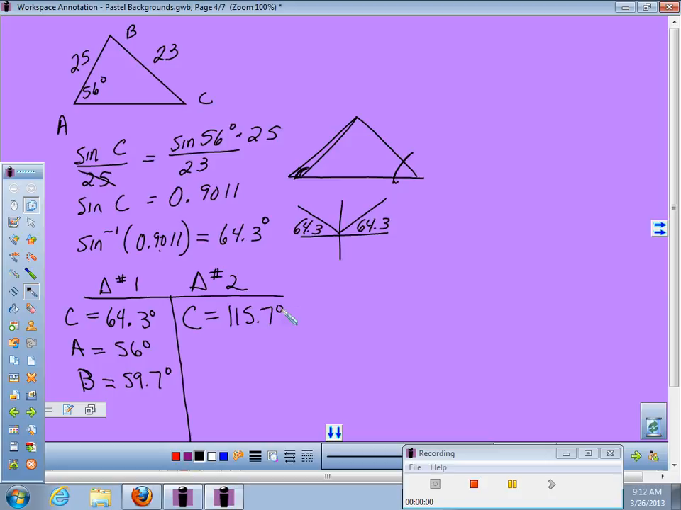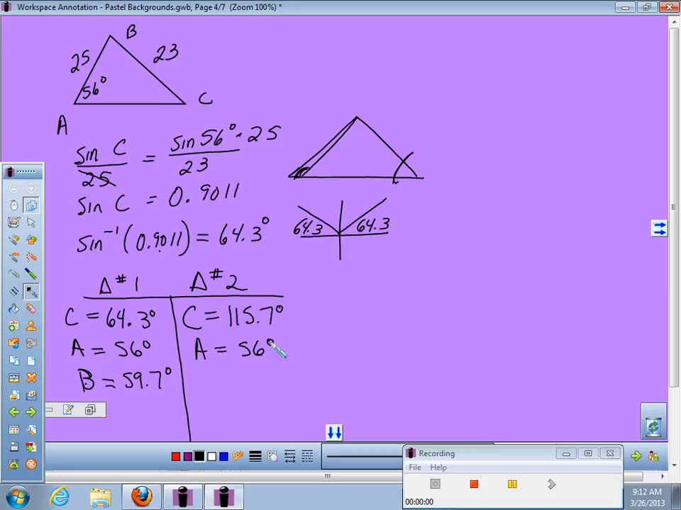Now, the key thing here is where people mess this up. You must do this with the angle you calculated. We've calculated angle C, but say the problem had asked you to find angle B. I have people who want to do this with the angle they're trying to find. You have to do it with the angle you calculated. If you calculated angle C, that's the one you subtract from 180. Okay. We still know angle A is 56 degrees. That was given. That can't change.